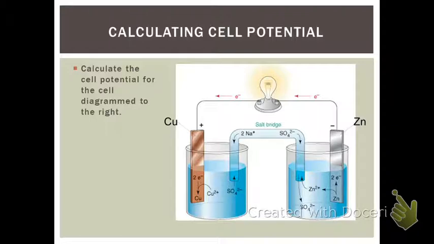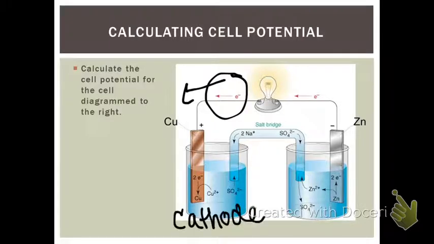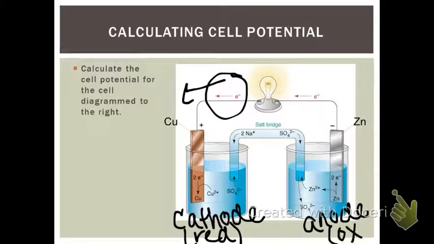So here's an example of a cell, and it says calculate the cell potential for the cell diagrammed to the right. Now the first thing you have to do is analyze the picture. They don't tell you which one's the anode and which one's the cathode, so you have to figure it out. And there's a couple hints here. One of the hints is the direction the electrons are going. So you can notice that the electrons are going this way. And remember, the anode is where they lose electrons, and the cathode is where they gain electrons. So the fact that the copper is gaining electrons tells me this is the cathode, and the fact that the zinc is losing them tells me this is the anode. Remember, the cathode is the site of reduction, and the anode is the site of oxidation.